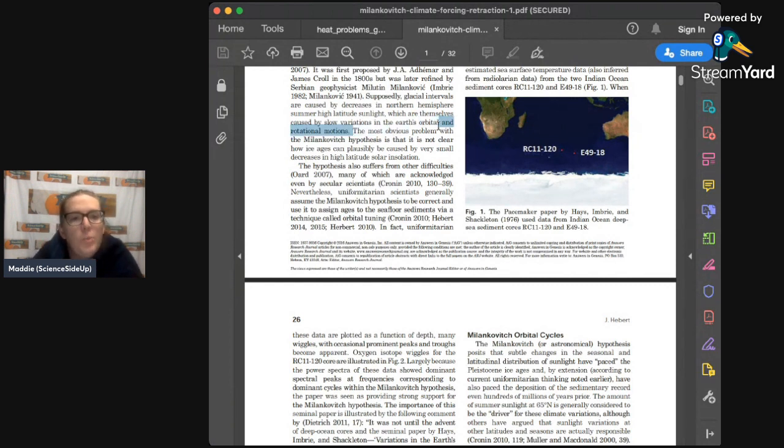The most obvious problem with the Milankovitch hypothesis is that it is not clear how ice ages can plausibly be caused by very small decreases in high latitude solar insolation.